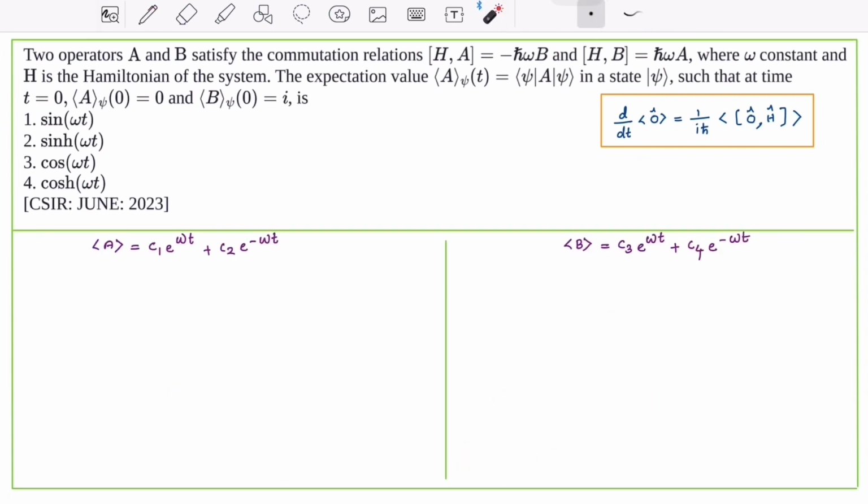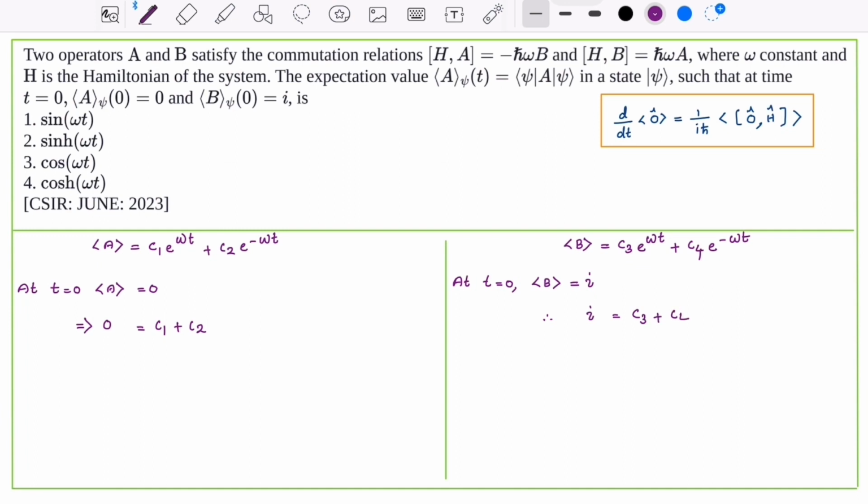Now we have the expectation values of A and B. It is given that at time t = 0, the expectation value of A is equal to 0. Therefore, we can write 0 is equal to C1 plus C2. Similarly, at time t = 0, the expectation value of B is equal to i. Therefore, we can say i is equal to C3 plus C4.